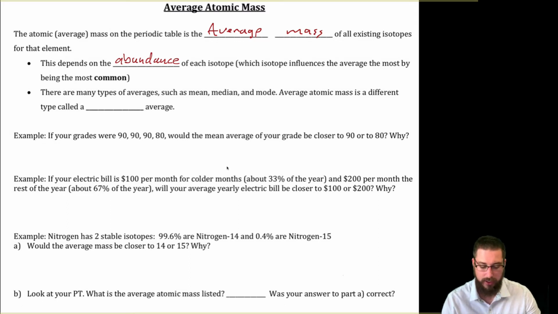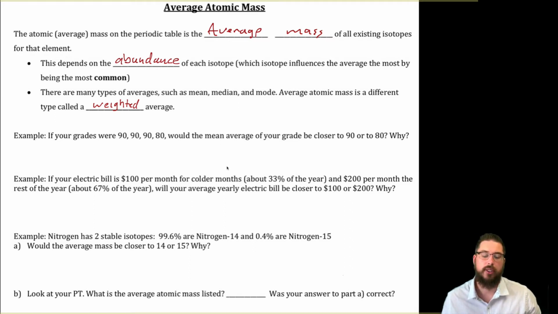And so there are many types of averages, such as mean, median, and mode. Average atomic mass is a different type called a weighted average. Now, let's go ahead and talk about what a weighted average is. If your grades were 90, 90, 90, and 80, what would your average grade be closer to? Would your average grade be closer to a 90 or an 80?